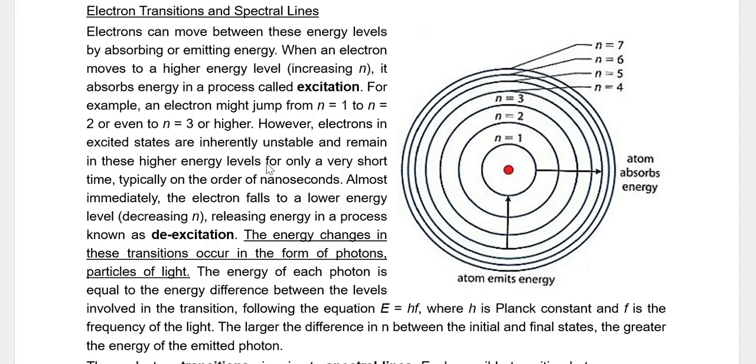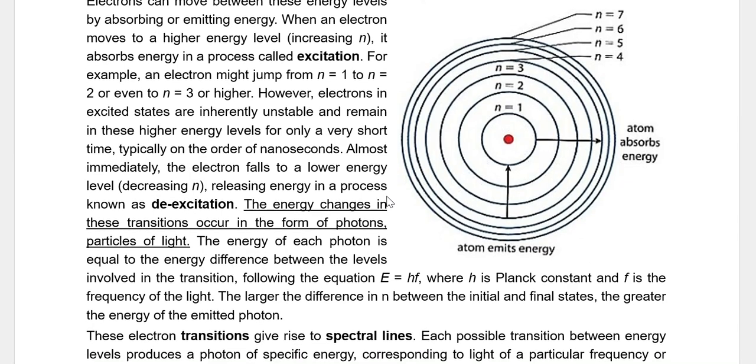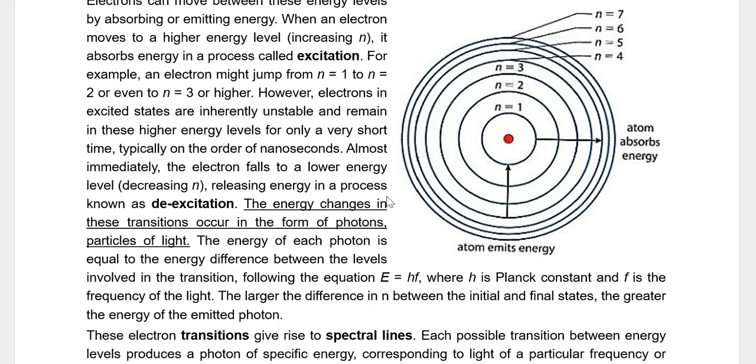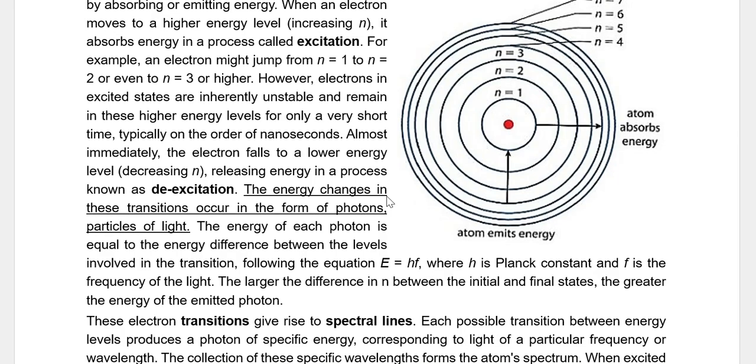However, energies in excited states are unstable and they can only remain in the excited state for a very short period of time, typically nanoseconds. So once they get excited up, in nanoseconds, they'll drop back down. They can drop back down in a lot of ways. Later, I'll show you. Almost immediately when they drop down, this is called de-excitation, and these energy changes will result in the formation of photons. That means light.